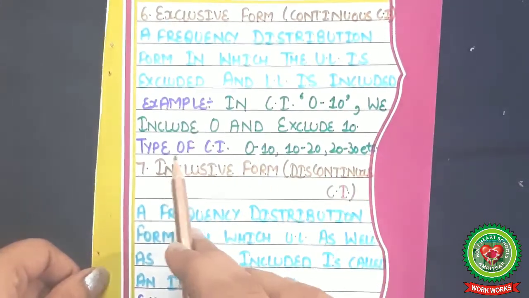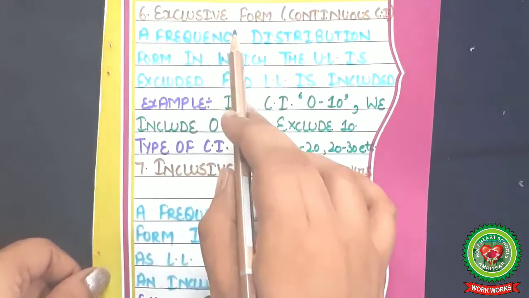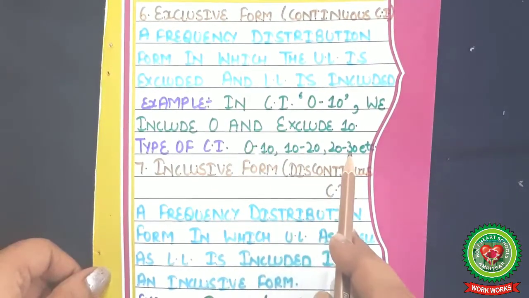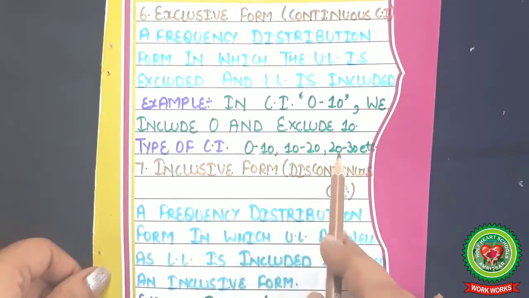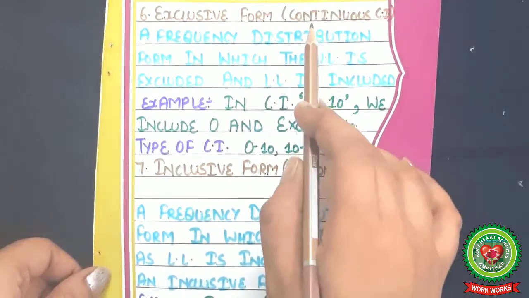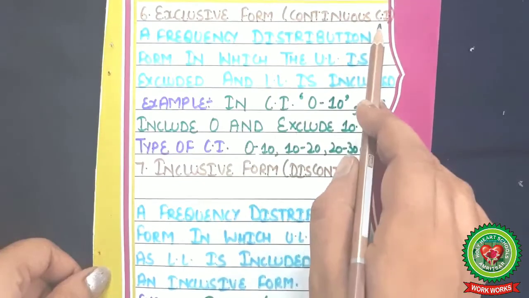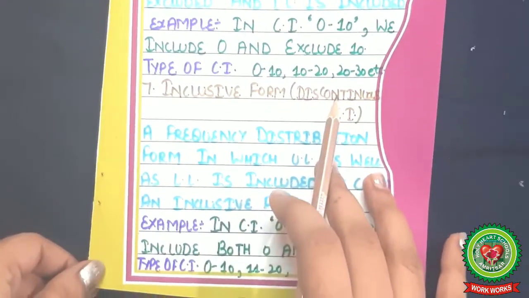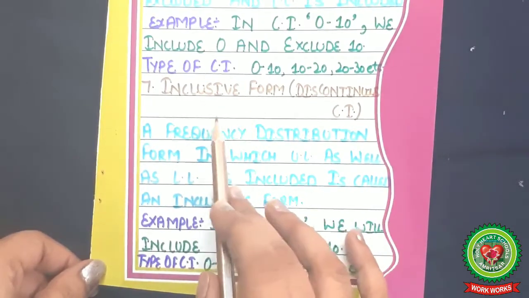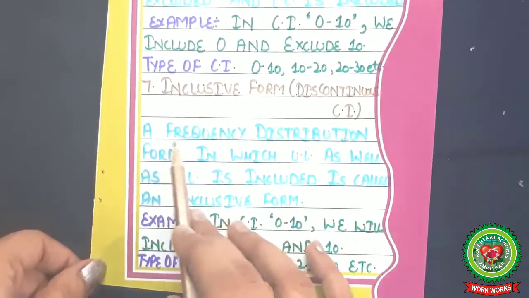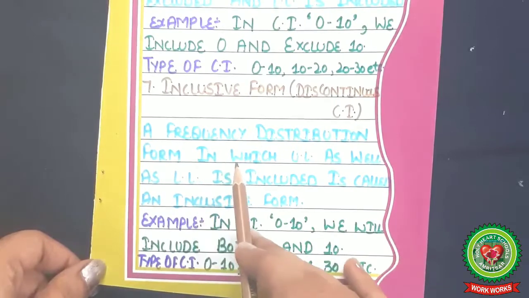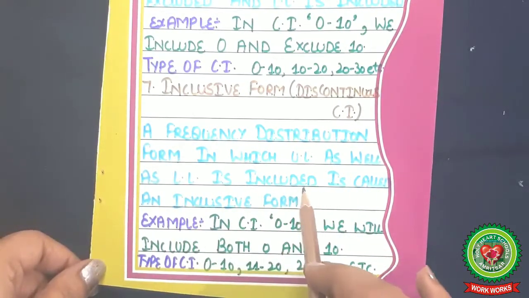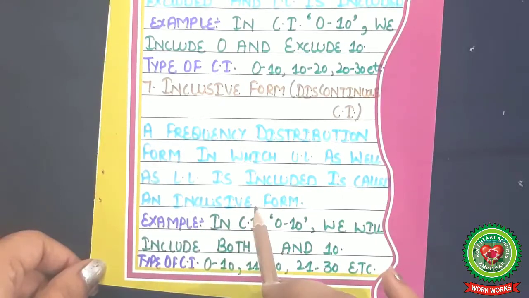Now, which type of class intervals are there in exclusive form? This is 0 till 10, 10 till 20, 20 till 30. Data is in continuous form. That's why this is also known as continuous class interval. Now, next form of the frequency distribution is inclusive form. What is inclusive form? It is a frequency distribution form in which upper limit as well as lower limit is included. It is called an inclusive form.